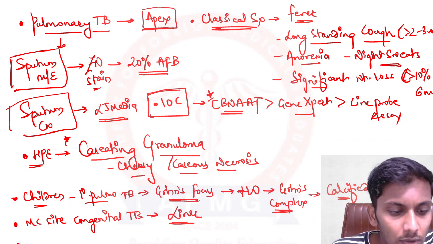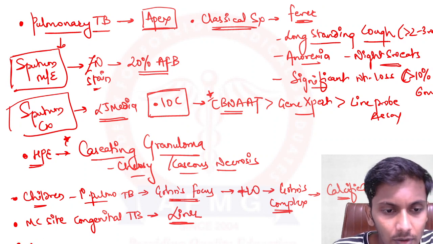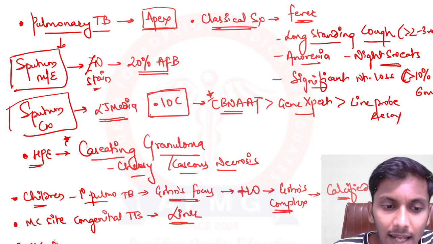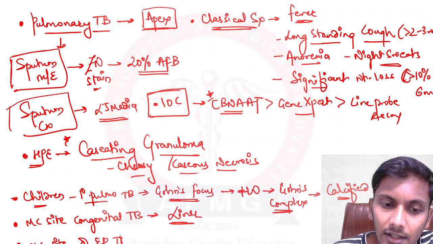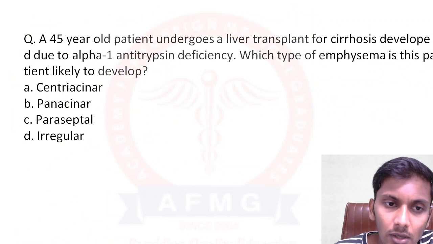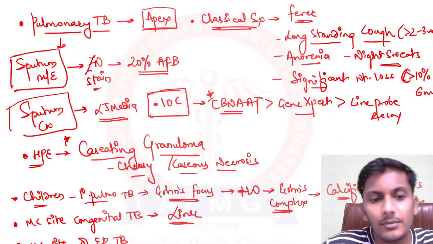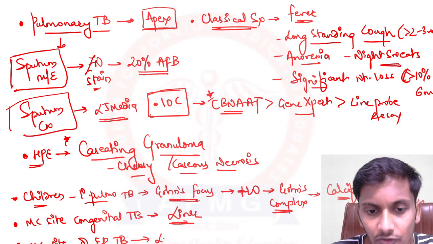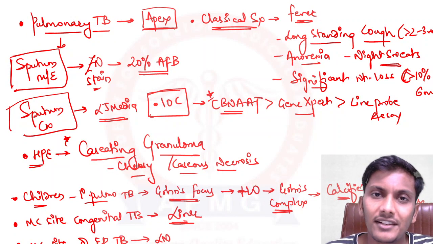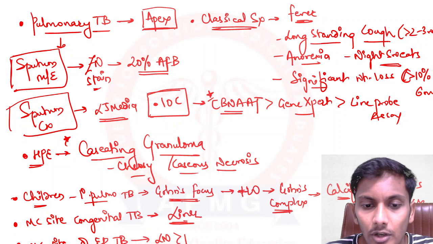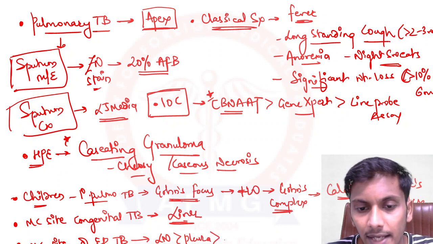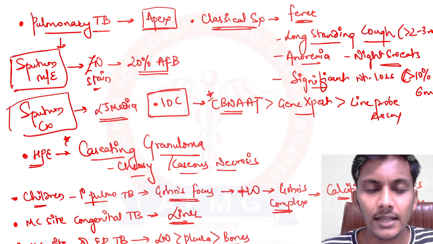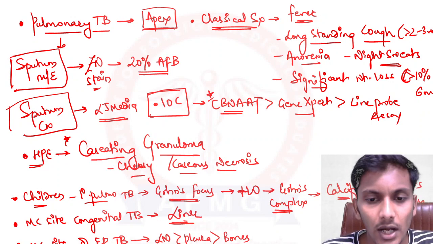Now they also ask about your lesions. First of all, the most common site for extrapulmonary tuberculosis. As we all know, the most common site for extrapulmonary tuberculosis is your lymph nodes. So please remember, the most common site for extrapulmonary TB is lymph nodes, followed by pleura, followed by bones and joints.